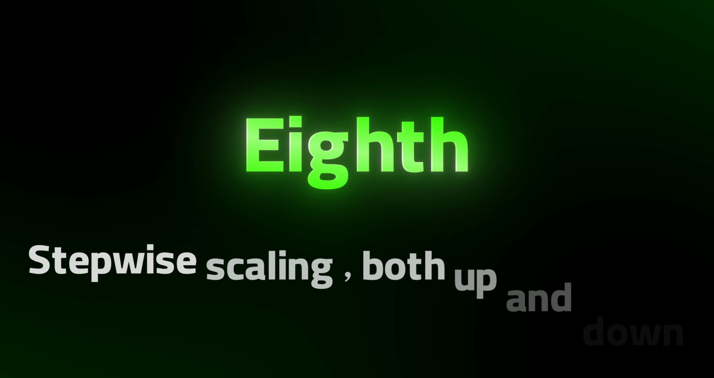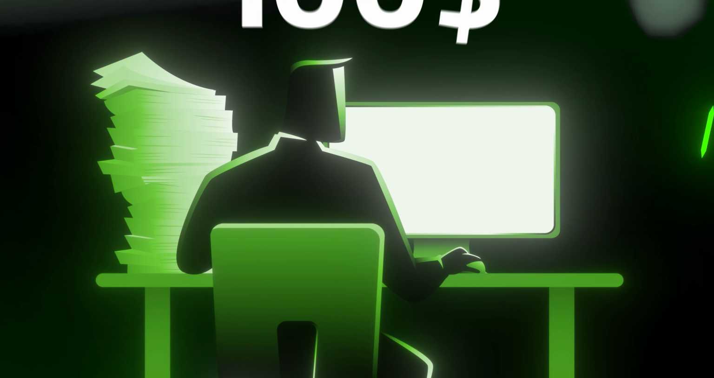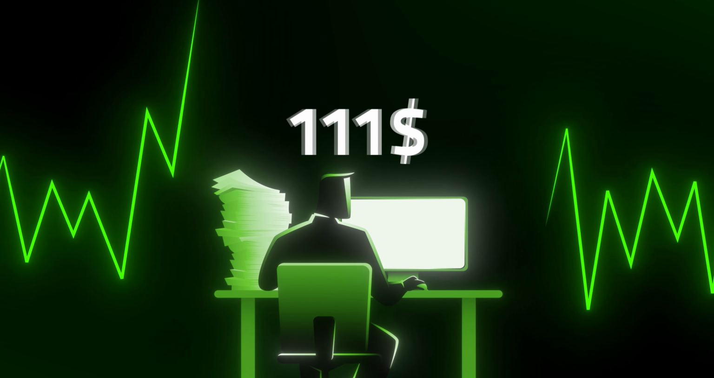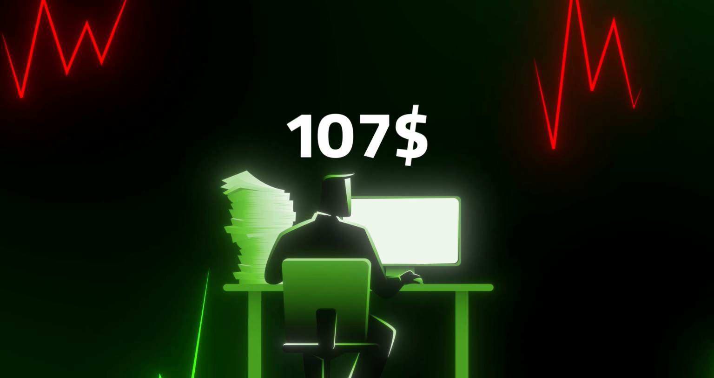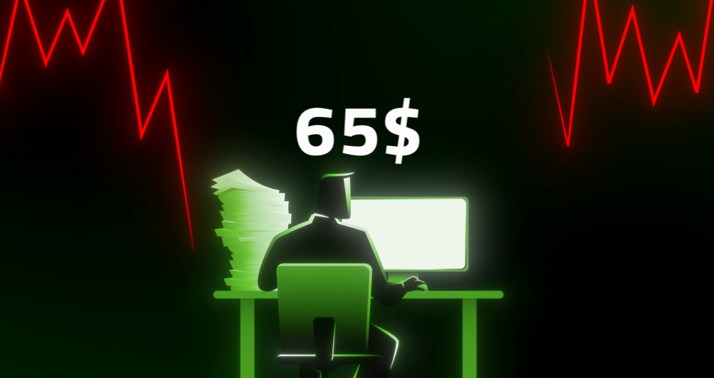8th is stepwise scaling, both up and down. After 2 consecutive wins, increase your size by 10 to 15%, and after 2 consecutive losses, cut your sizes by 30 to 50%. This smoother scaling makes your equity curve steadier.